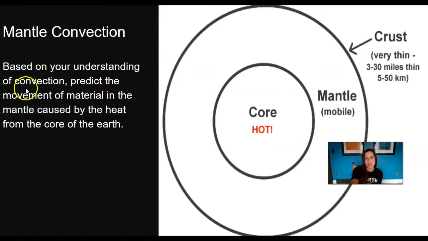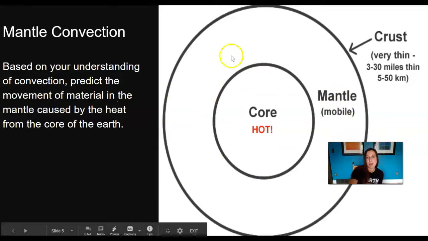Based on your understanding of convection, I want you to predict the movement of that material in the mantle. So imagine that material is like the green mushy stuff of the avocado, and that the core is super duper hot, and that's your heat source in the middle. I want you to use arrows and drawings to predict the movement that you feel would happen inside the mantle here, caused by the heat of the core of the Earth.